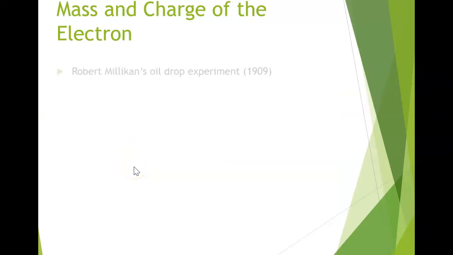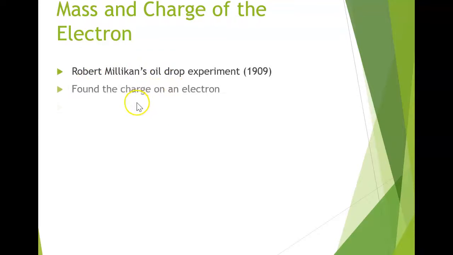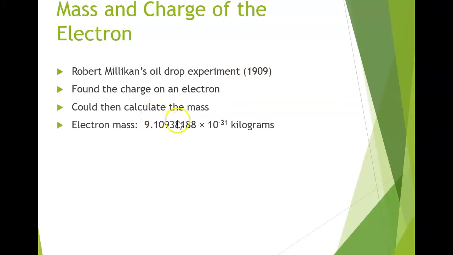Okay. Now, this guy, Robert Millikan, had an oil drop experiment. He was the one to discover the charge and the mass of an electron. The mass of an electron is so very small. 10 to the negative 31st power is so very little. It looks like that. That's a lot of zeros.